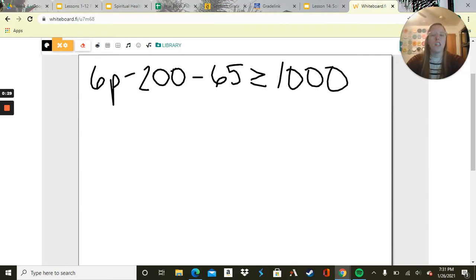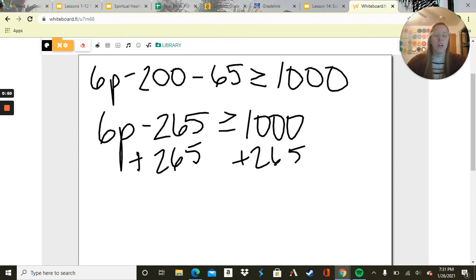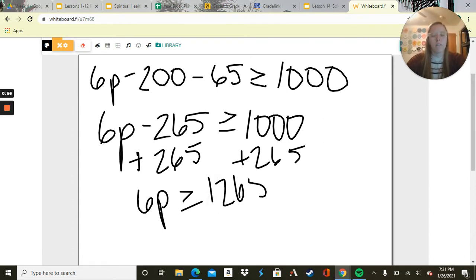So we can combine 200 and 65. So I'll rewrite it as 6p minus 265 is greater than or equal to 1,000. Okay. Next step is to add 265 on each side. So our goal is to get that p by itself, so we can have p is greater than or equal to some number. So we have 6p greater than or equal to 1265.